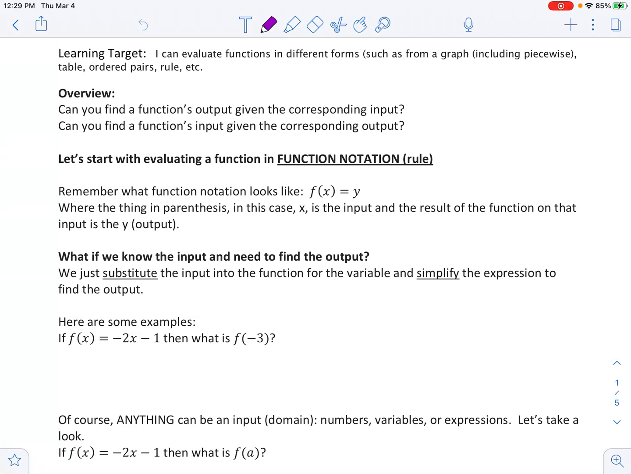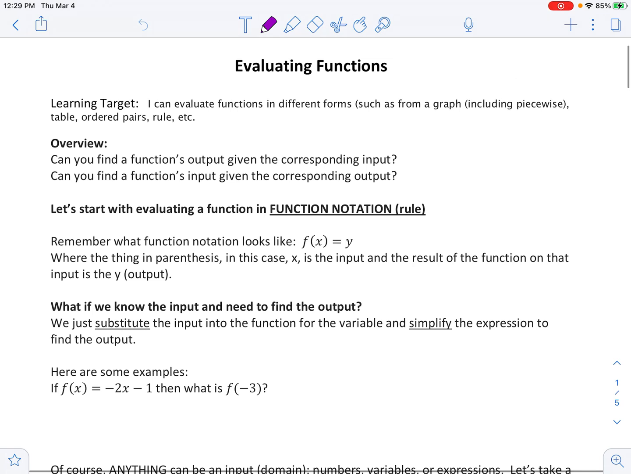Hello, this lesson video is going to be all about evaluating functions. And tied to this lesson is the learning target that I can evaluate functions in different forms, like if the function is a graph, including piecewise, if the function is a table or ordered pair or rule, etc.